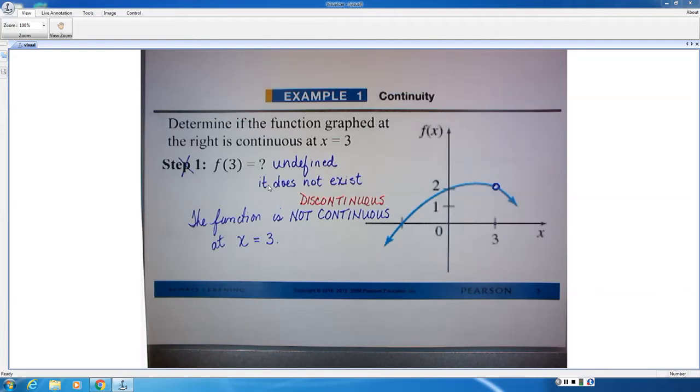Anybody have any questions? Okay, fail the first step. We don't even have to go to step 2.